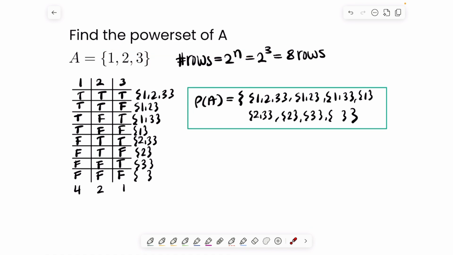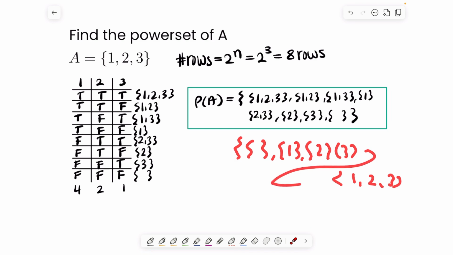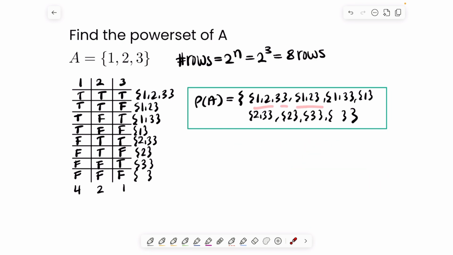And in your answer key, in your homeworks, or in your exams, you're probably going to see that they have it very organized, like the empty set, then 1 for each member, then 1 for all of the members, and then all of the ones in between. But the order of sets doesn't matter, so you don't have to worry about that.